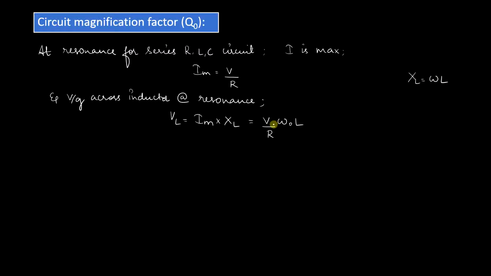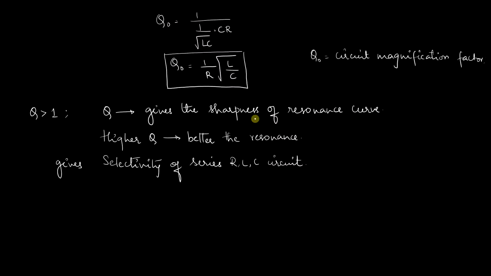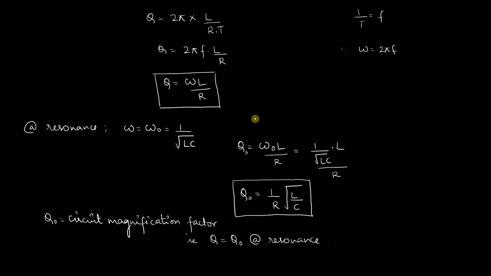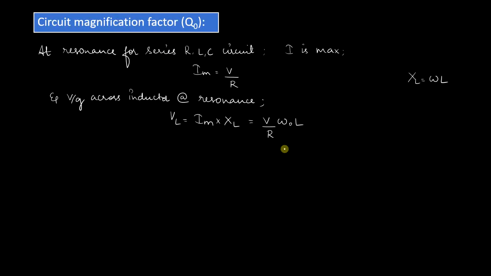So if you look at this expression and the expression for quality factor, you can see that at resonance Q0 is equal to omega naught L by R. So omega naught L by R, that is this part of the expression, can be combined together and written in terms of the circuit magnification factor as Q0 into V. So let me name this as equation number 1.